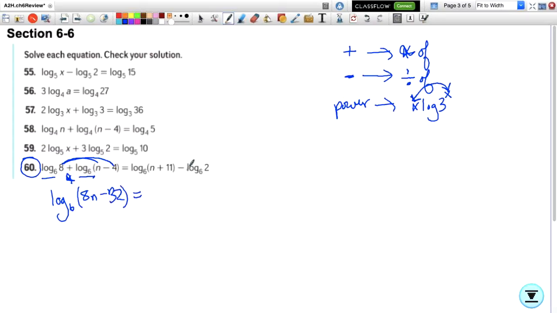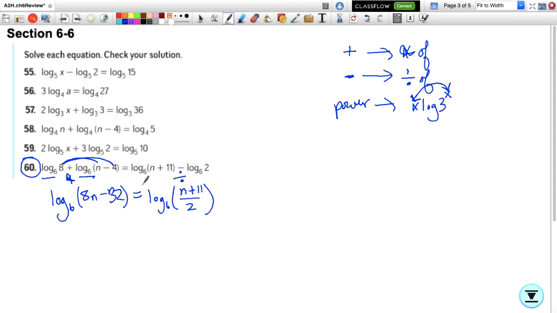Then over here, I notice I have the same log bases, but they're being subtracted. When I subtract, I need to make it a division problem. So I'm going to have log base 6 of top divided by bottom, and it's always got to be in that order. So n plus 11 over 2.